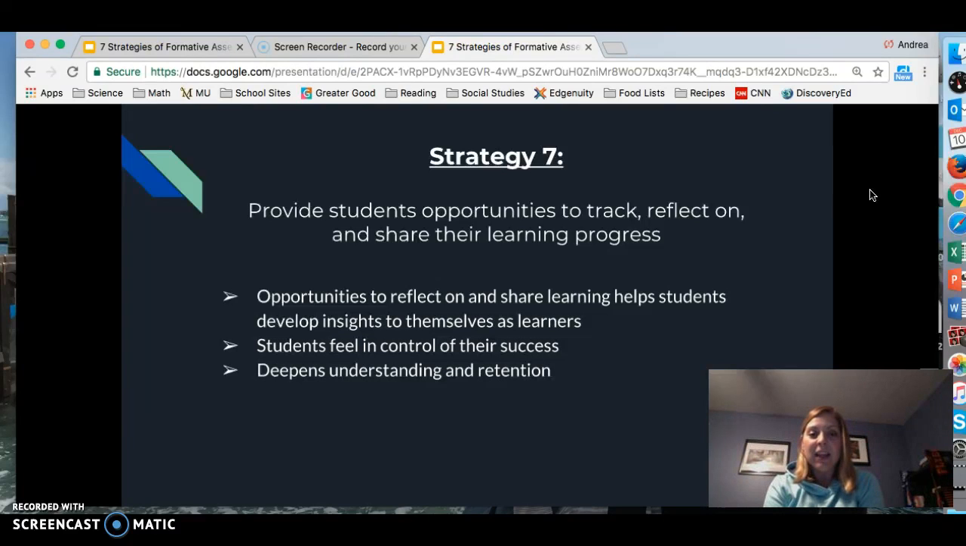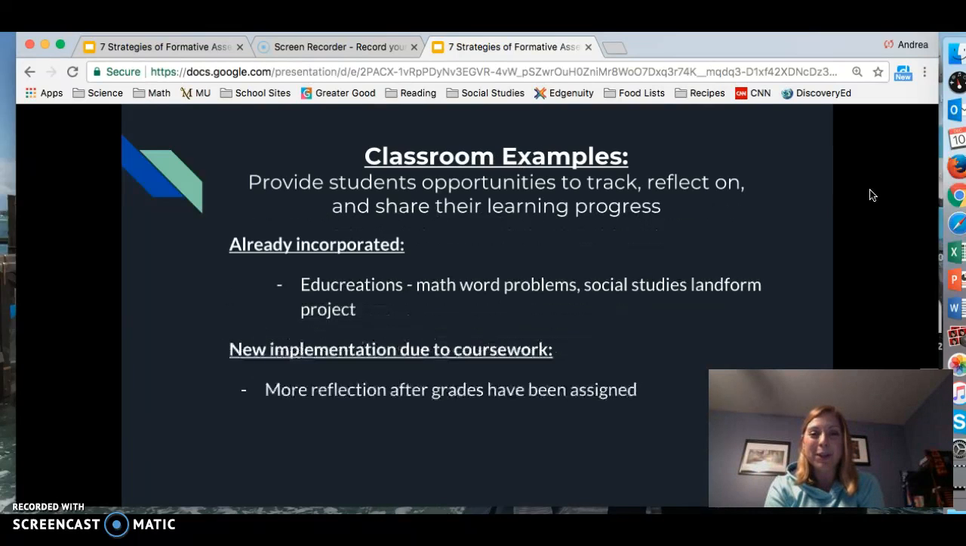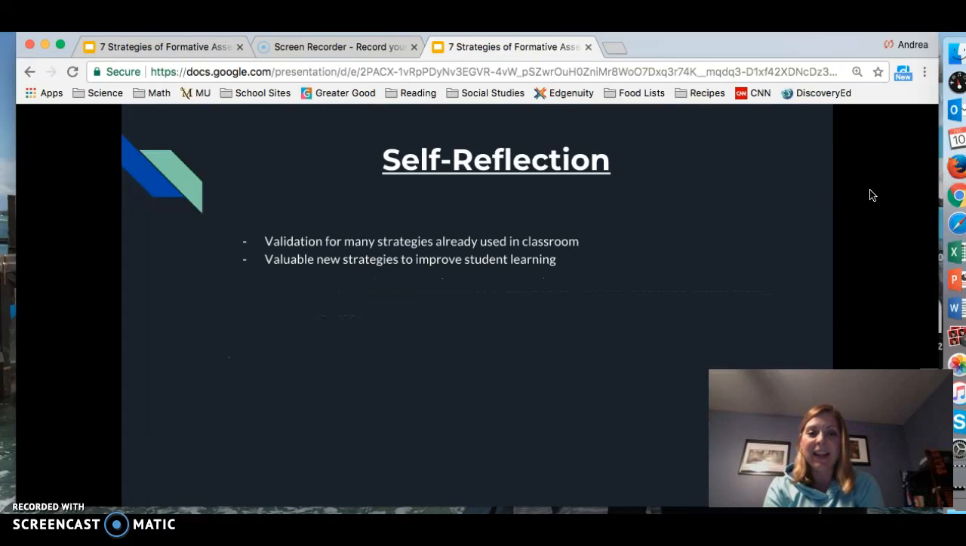Strategy 7, the opportunities to track, reflect on, and share their learning progress. This is something that I have always done, more so when I taught the primary grades, but I'm finding how important it is in the intermediate as well. So I use the website EduCreations. They can video their problems that they're doing, and then share them with the class, and I've also had them do a lot more self-reflection.